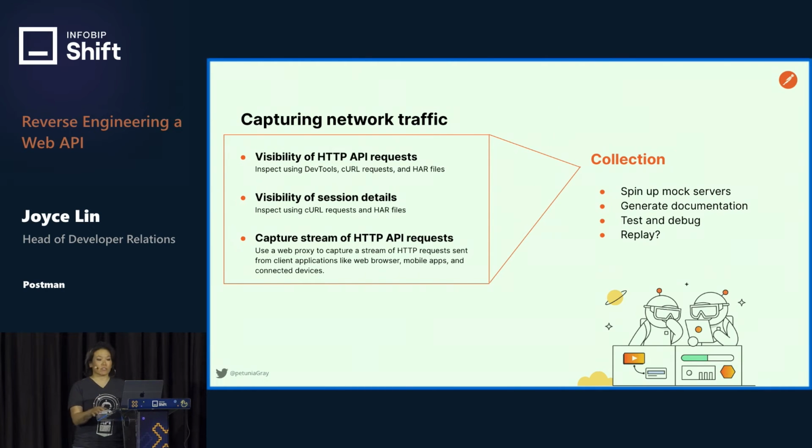You can spin up mock servers so that you're not hitting actual web servers. You can generate documentation if you haven't done it already. And in fact, a lot of enterprise companies that have a ton of APIs that don't even know what they have running on their own infrastructure will set up a proxy to see what is running to document their endpoints.